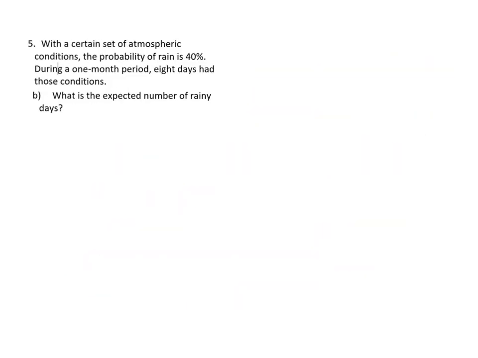Now, what is the expected number of rainy days? This is just where we take 8 and multiply it by the probability of success. So that means that given a 40% chance of rain over 8 days, we're going to expect about 3 days of rain.